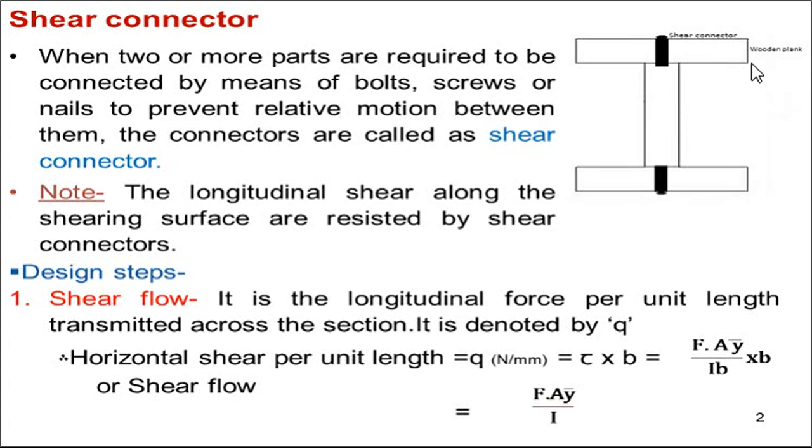Now you can see there is a wooden plank at the top which is used as a flange, and there is a plank at the bottom also, and the web and these planks are connected by means of this connector. This connector may be a bolt, a screw, or a nail, used to join these two members properly. So it is called a shear connector.